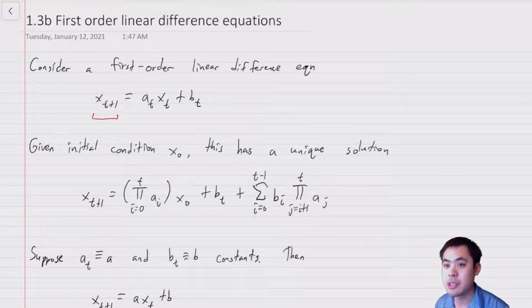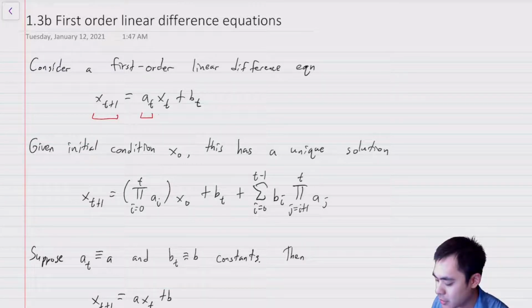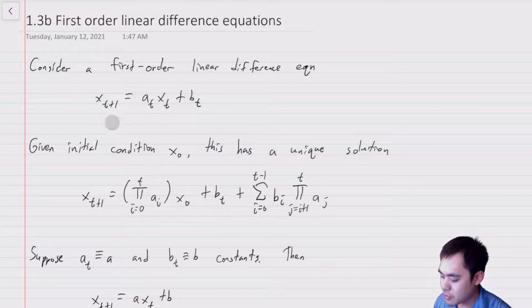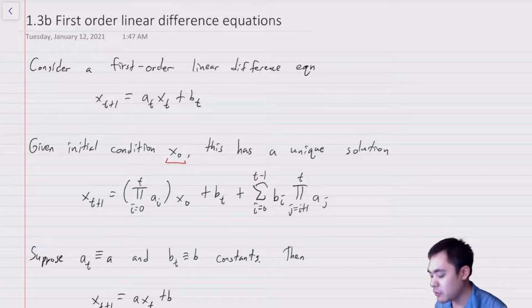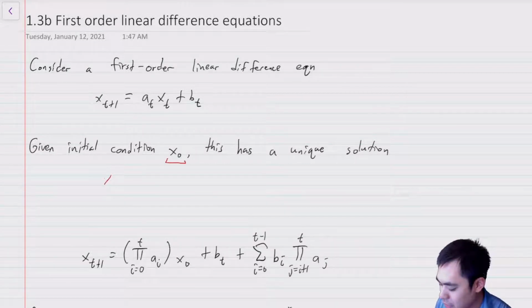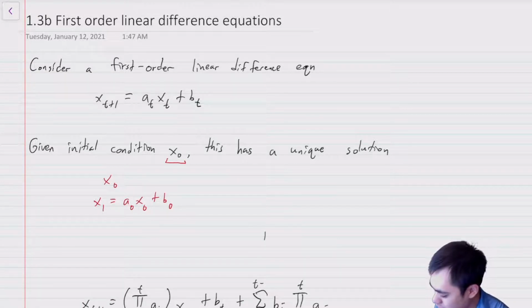So we have x sub t plus 1 is equal to a sub t times x sub t plus b sub t. So now, if we're given some initial condition x naught, so if we know the value for x naught, well, this has a unique solution, and this is fairly easy to see. All we have to do is start with x naught, and we know that x1 is equal to a naught x naught plus b naught. And of course, we know that x2, oh, sorry, I lost my 1 there. Let me put that back.